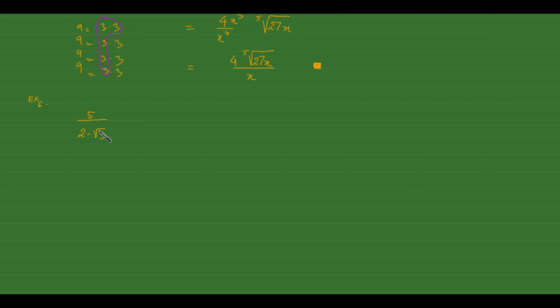So if you see something like this, in order to rationalize, the tactic is you need to multiply the top and the bottom by the conjugate of the bottom.